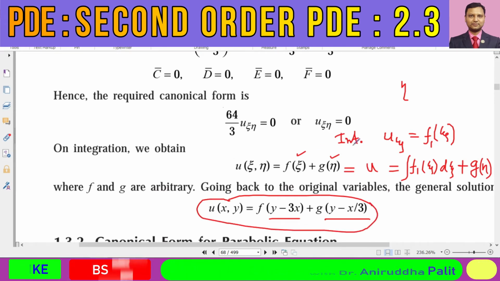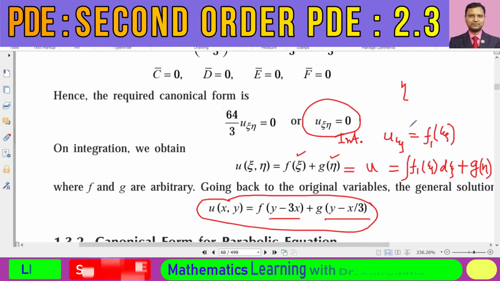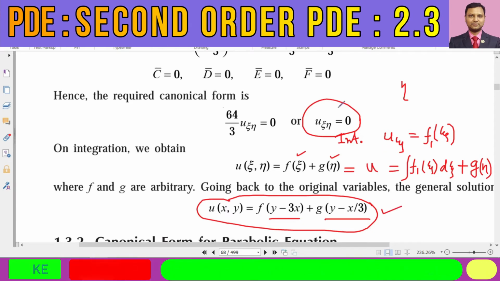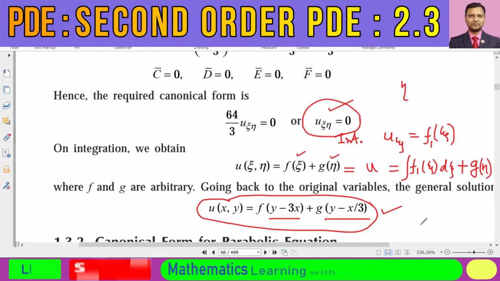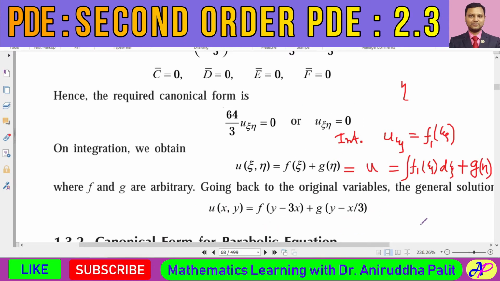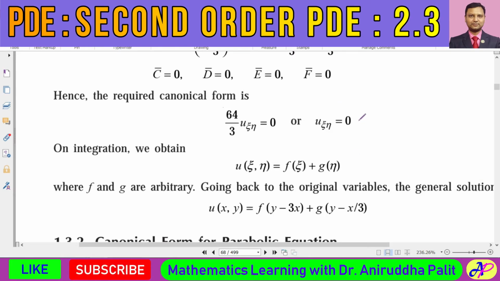So in this fashion you can compute the solution of the partial differential equation represented in canonical form. Got it? But always this kind of solution is not easy to find. Over here the canonical form was very easy, that's why we were able to find this kind of solution of the given differential equation. But most of the time this solution is not easy to find. So if it is not easy to find, you have to stop at this level.